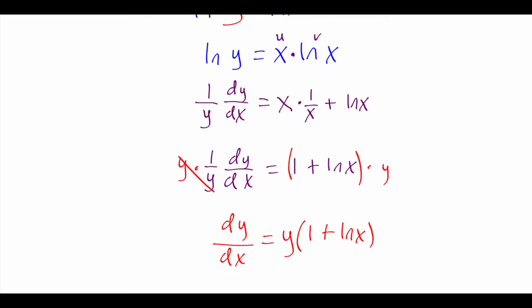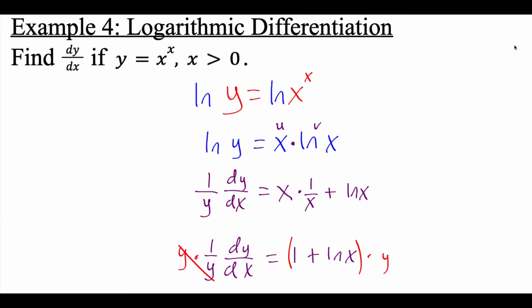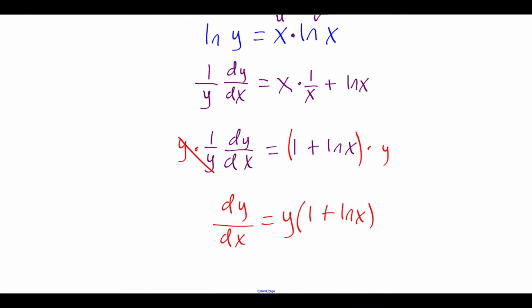But then we want to get things written in terms of x's. So earlier on, we said, based on our original equation, that y was equal to x to the xth power. So right in here where we have this y, we're going to replace that with x to the xth power. So this is really going to say x to the xth power times 1 plus the natural log of x. That thing is going to be our derivative for this function.